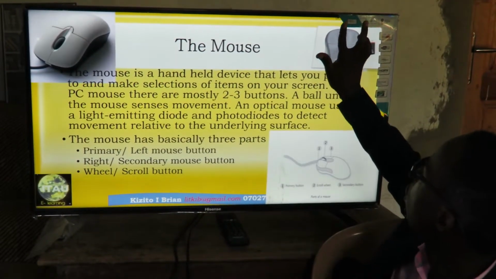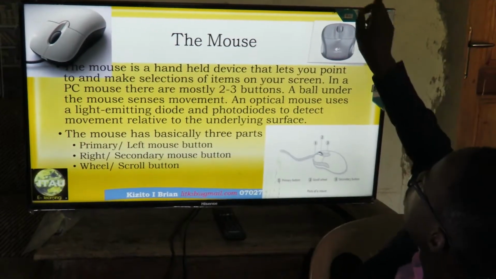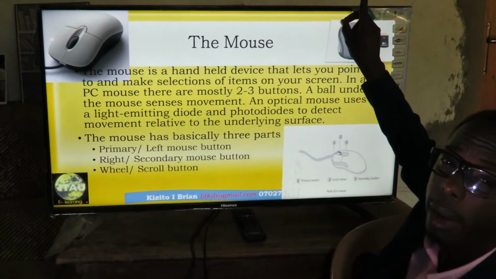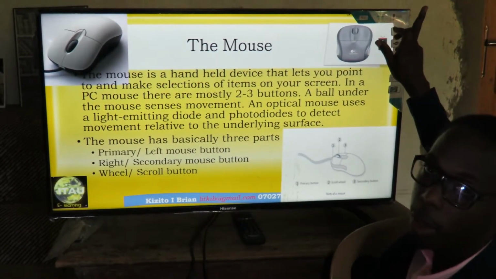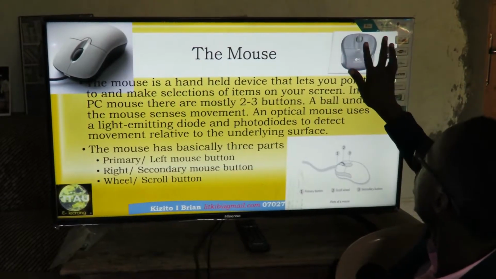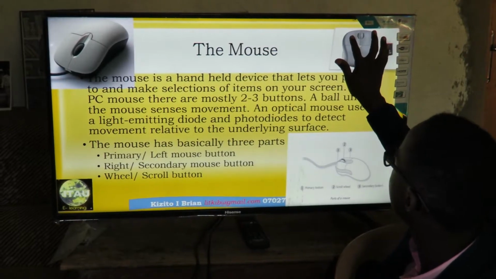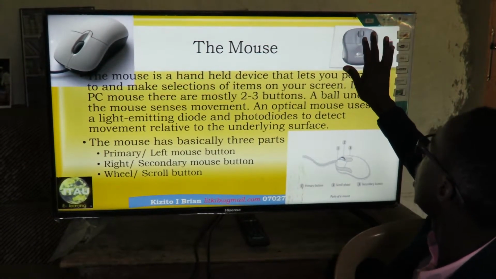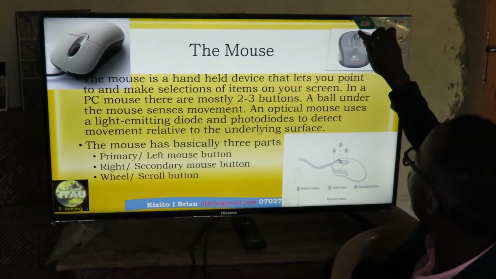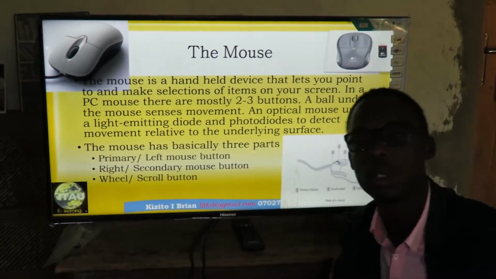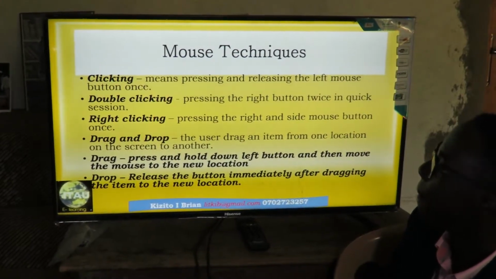I hold up my 2 fingers here, and one of them is representing my left hand and the other one representing my right hand. So this first finger here represents my left hand, and this second finger represents my right hand. So when you look at this mouse here, this one will act as the left click mouse button, and this one will act as the right click mouse button. The middle button here is what you call the scroll or mouse techniques.